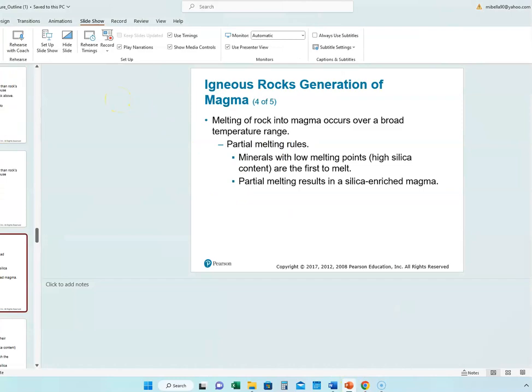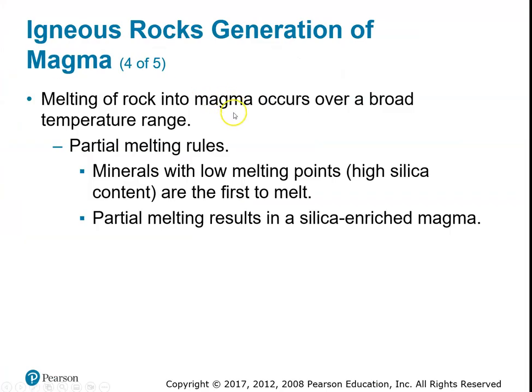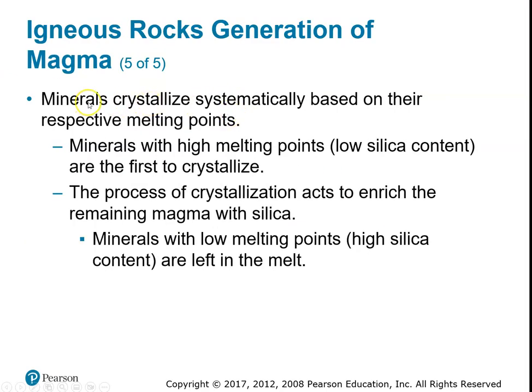All right, so let's go back to this. Let's see where I'm at. Minerals crystallize systematically based on their respective melting points. So minerals with higher melting points will crystallize first. Just imagine you're way up here in temperature, and as that temperature drops, maybe because the pressure went down, the temperature is going down as well.